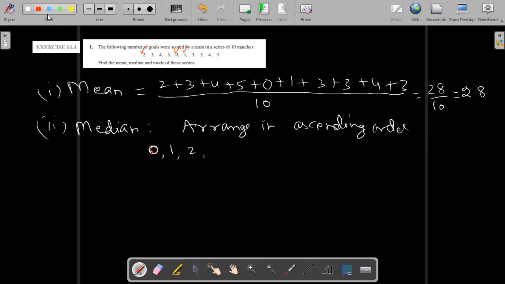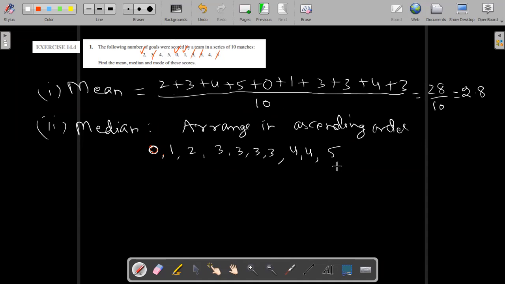Then 3 is coming how many times? Just check: 1, 2, 3, 4 times. So you will write 3 four times. Then 4 is 2 times, 4, 4, and then 5. Check: these are 10 values.